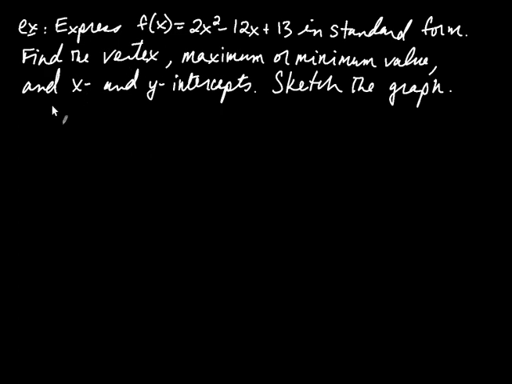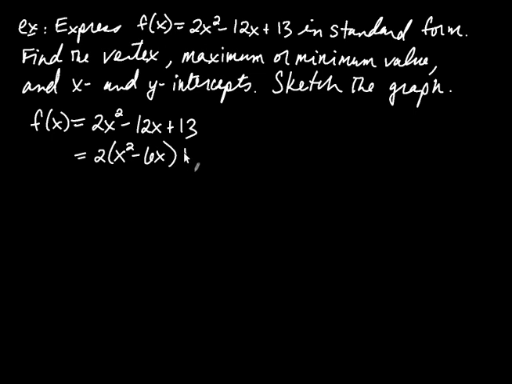All right, so to write this in standard form, first let's start with the form we've got. F of x equals 2x squared minus 12x plus 13. So what you want to do is complete the square using these two terms. To complete the square, you want the coefficient attached to x squared to be a 1. So we're going to factor out a 2 of just those terms. So we're going to write this as 2 times x squared minus 6x, and then plus 13 is off to the side.